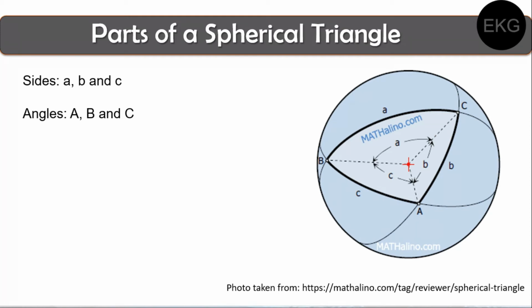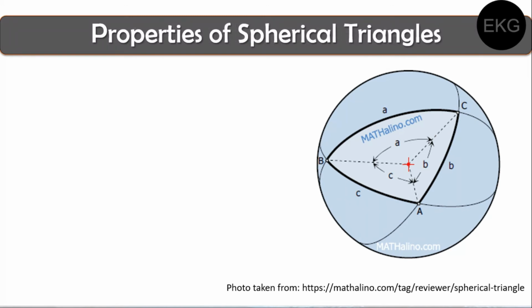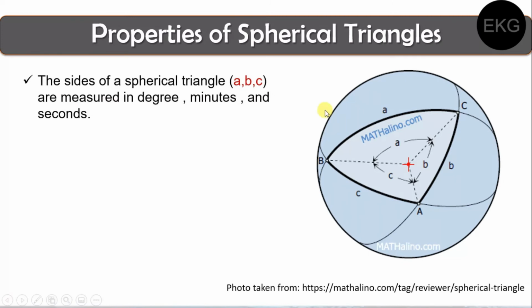Now that we have learned the parts, let's go to the properties. Kailan ba natin masasabi, okay, na itong triangle na to na sinusolve natin is a spherical triangle? Okay, so the first property of a spherical triangle is the sides of a spherical triangle are measured in degrees, minutes, and seconds. Now this is a very important differentiation between the triangles that we have already solved in the past lessons and this topic in spherical trigonometry. Na yung sides ngayon is hindi na in units of meters, kilometers, and nautical miles. But here, sinasabi dito that sides of the spherical triangle is in degrees, minutes, and seconds.